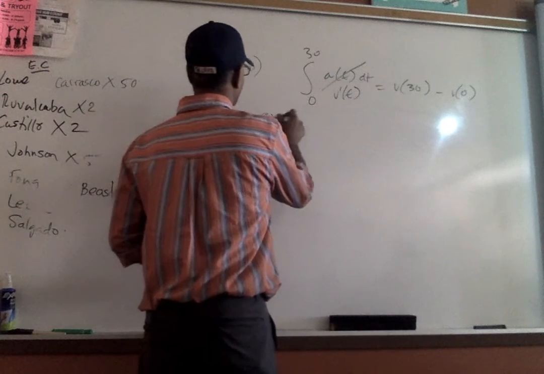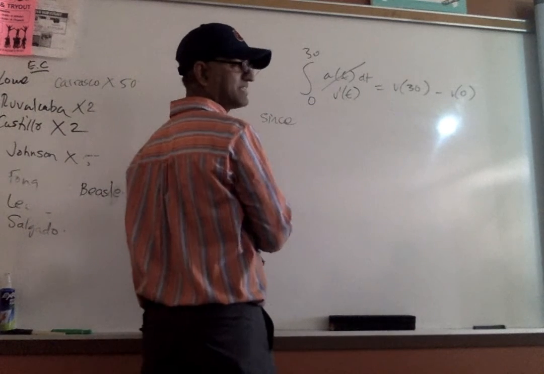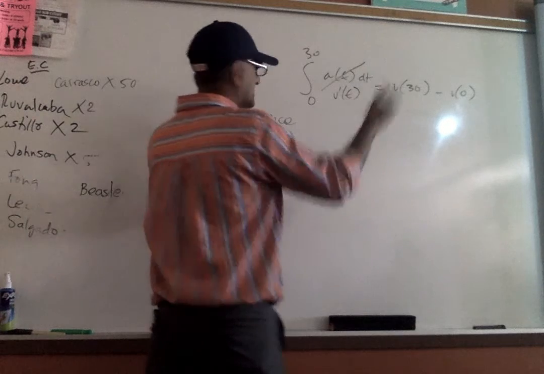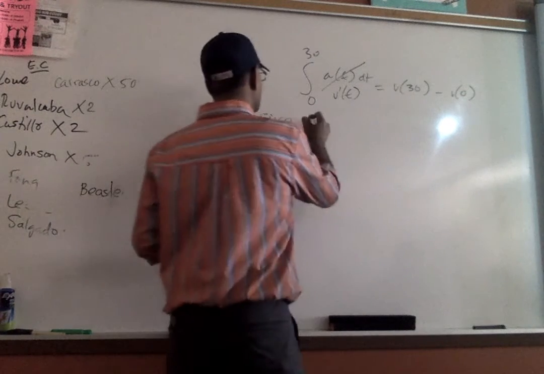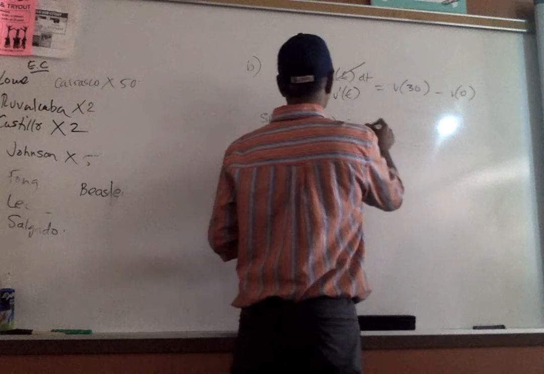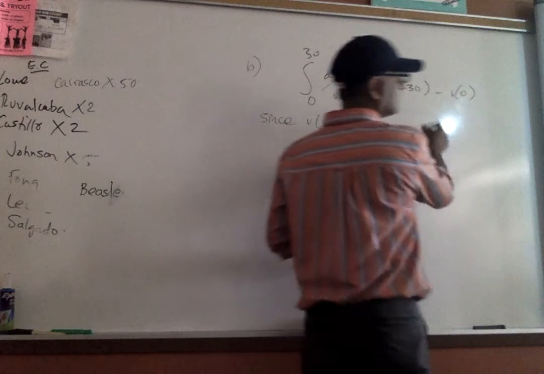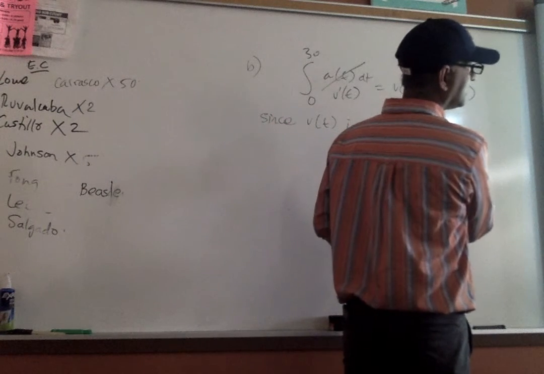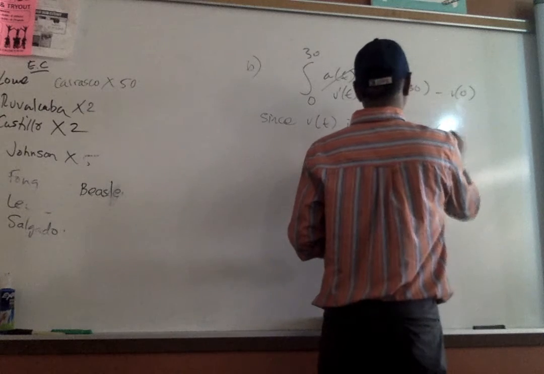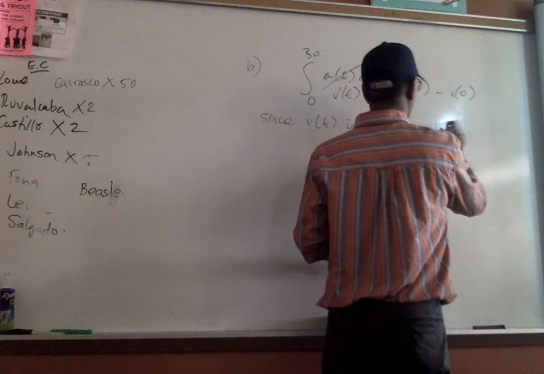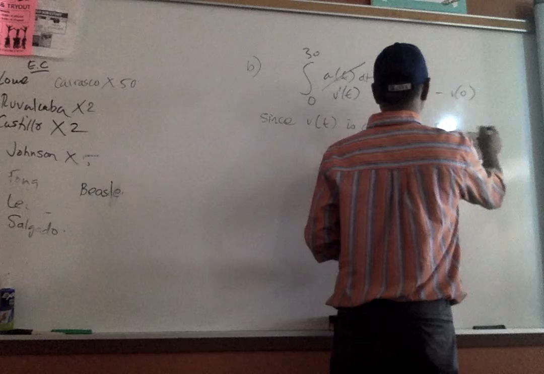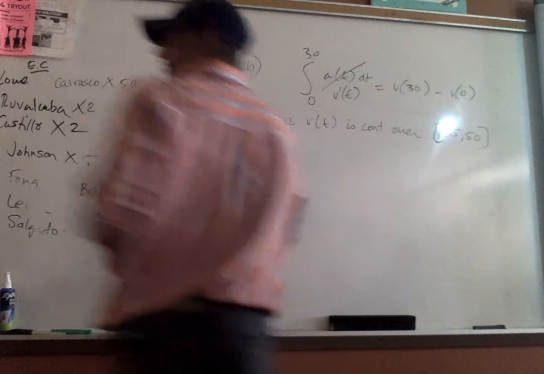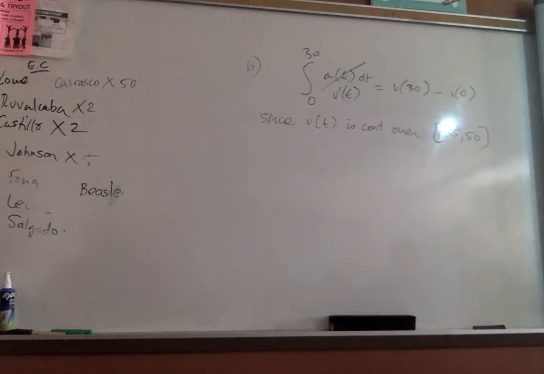In case you've forgotten the IVT, it's page 3 of the Bible. The function is continuous. That's the only condition for IVT. Since V of t is continuous over, was it 35 to 50? Yeah, over 35 to 50. By the way, brackets. IVT uses brackets throughout. Repeat, IVT uses brackets throughout.